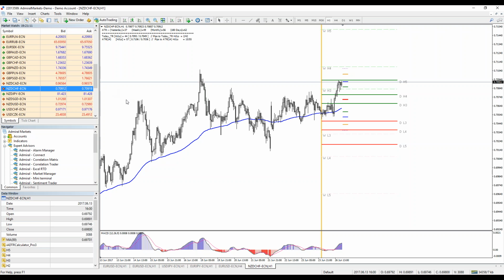Also, this pair, New Zealand Swissy, is in uptrend. This is bullish pattern. This is inverted head and shoulders. And you see the price should break this trend line, close above daily H5 in order to proceed further to the upside. Okay, so just give me a few seconds to reply and I will continue with your questions.